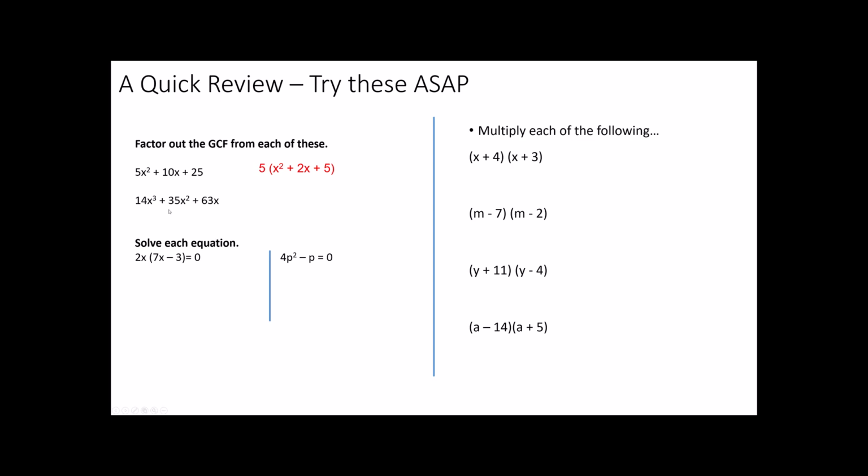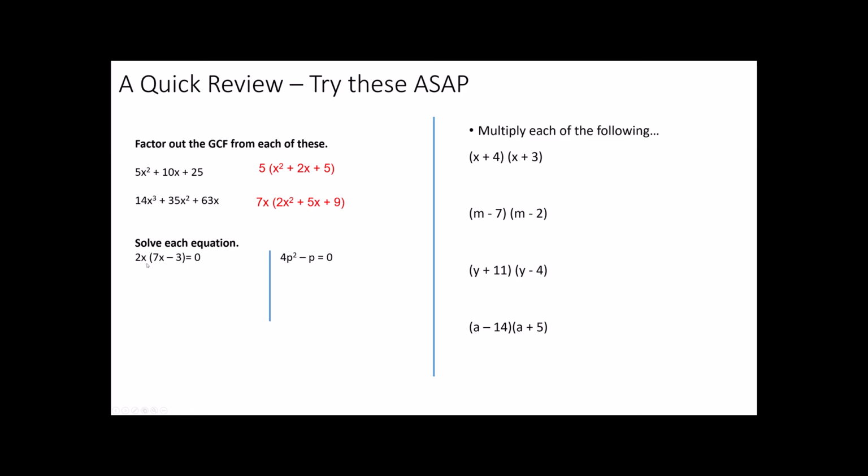How about this next one? Were you able to find this one? I'm looking for something that it looks like all three of these terms have been multiplied by. Hopefully you can see that 14, 35, and 63 all have a common factor of 7, but notice this one has 3 x's, this one has 2 x's, and this has a single x, so all three of these have at least 1 x. So I'm going to factor out a 7x. Again, if I were to use my distributive property, 7x times 2x squared is 14x cubed, 7x times 5x is 35x squared, and 7x times 9 is 63x.